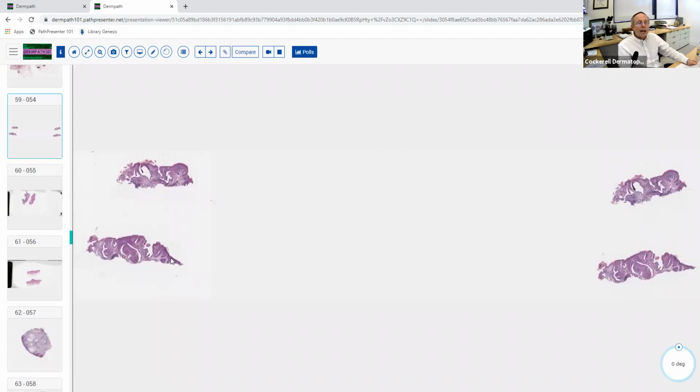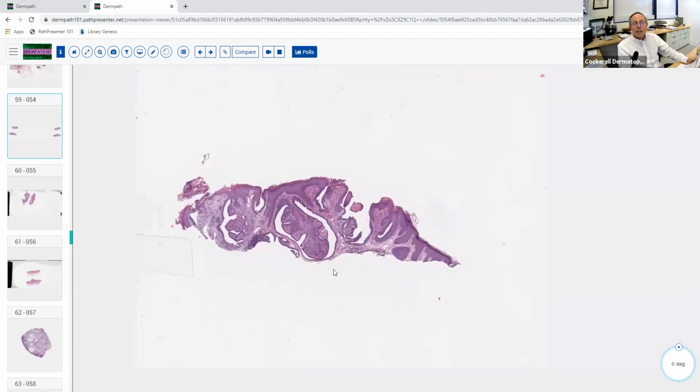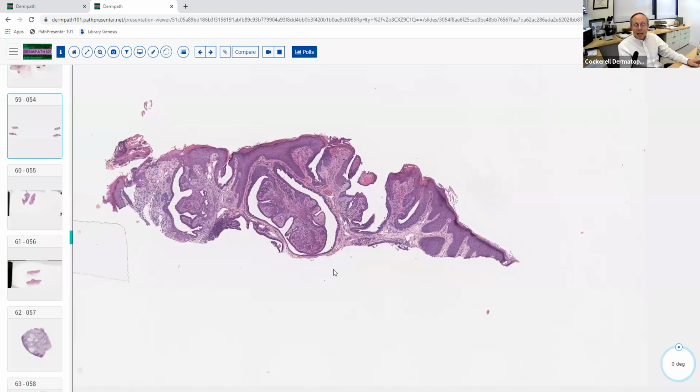Okay, this one we've got a lesion that we get a second order question on. So we get a shave biopsy, neoplastic process, epithelial differentiation. It's contiguous with the epidermis. That's important in this case. What kind of epithelial differentiation is it exhibiting?